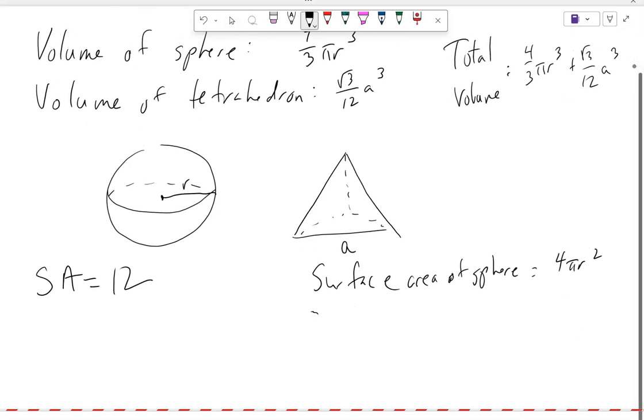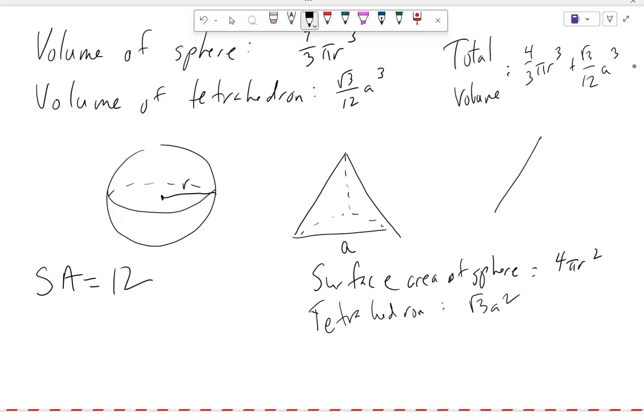For a tetrahedron, it's like square root of 3 a squared. The formula for the area of an equilateral triangle given its side length is square root of 3 over 4 times the side length squared. And then you have 4 of them. That was actually not bad, if you remember some geometry.